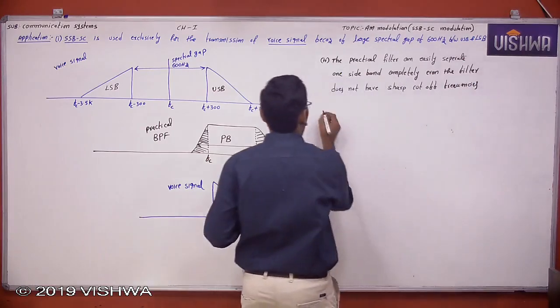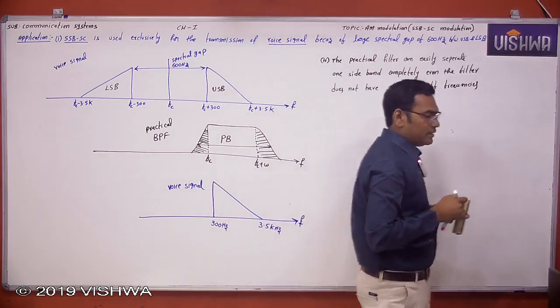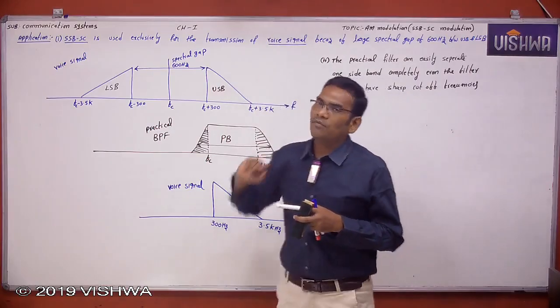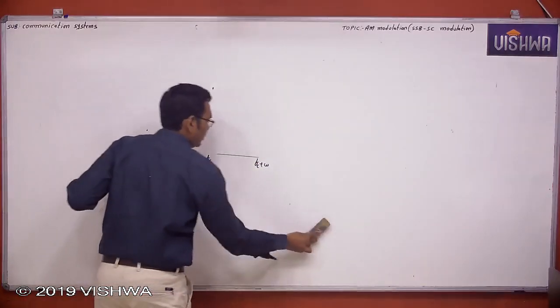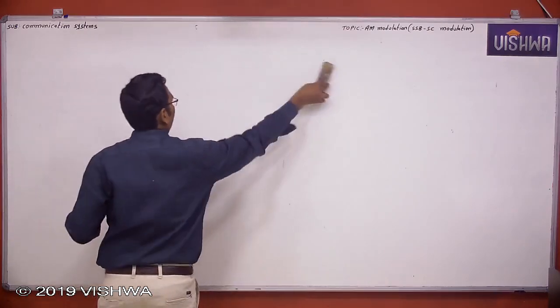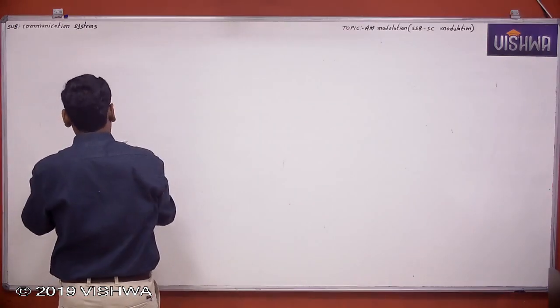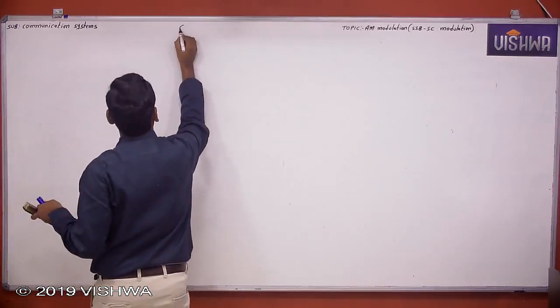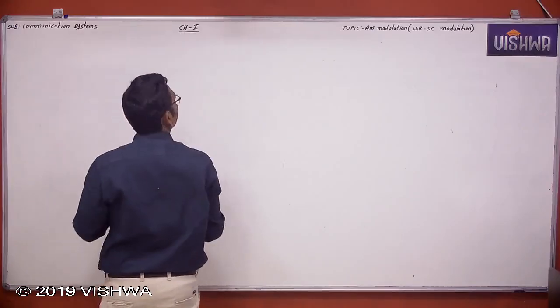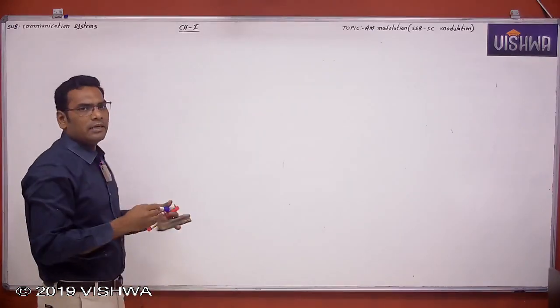Clear or not? So this is another advantage of choosing SSB-SC for transmission of voice signal. So we can accommodate more number of voice signals within a channel bandwidth, if your modulator is SSB-SC rather than AM and DSB-SC. Okay. And now see here.